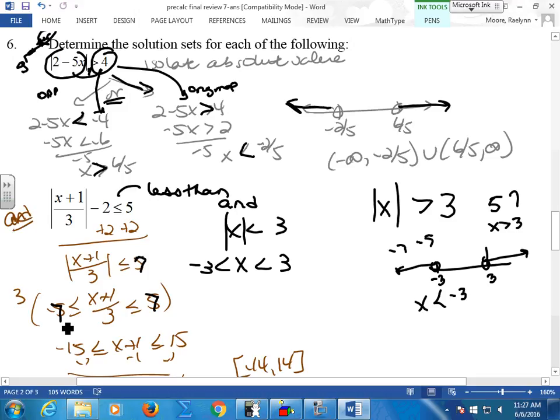Isolate it, then drop it down. Now, solve it at the same time. Multiply everybody by 3. Then subtract 1 from all parts. So then you should get negative 22 is less than x is less than 20. Less than or equal.